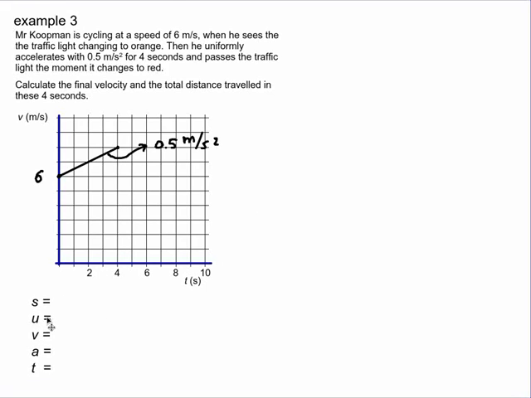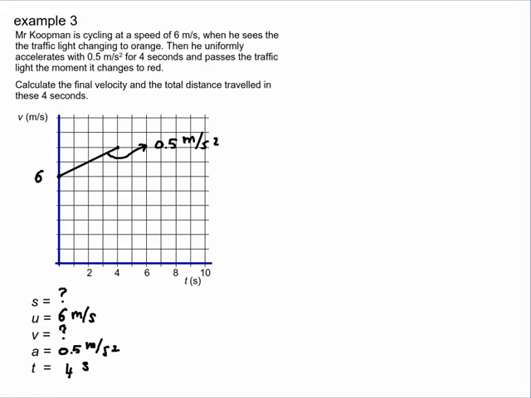Here's suvat. S, the distance traveled, is one of the questions it's asked, so we do not know this quantity. The initial velocity is given, it's 6 meters per second. We do not know the final velocity, it's also asked, and we do know the acceleration, it's 0.5 meters per second squared, and we know that this takes 4 seconds.